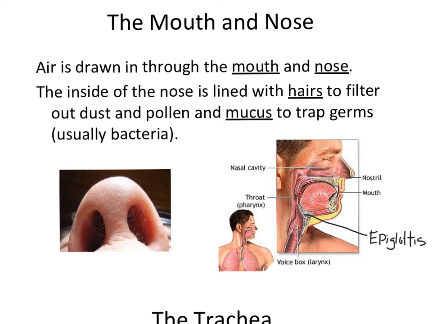The epiglottis is a flap that prevents food from going down our trachea, or our windpipe. Fun fact, because of the way humans have evolved, we are the only creatures that can choke on their food. Now don't get me wrong, other things can choke if they eat something that is too big, but generally, to my knowledge, it's not going to go down their trachea.